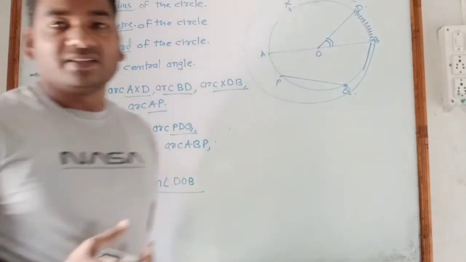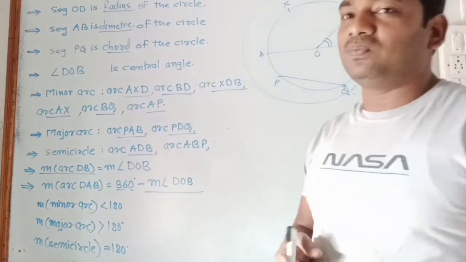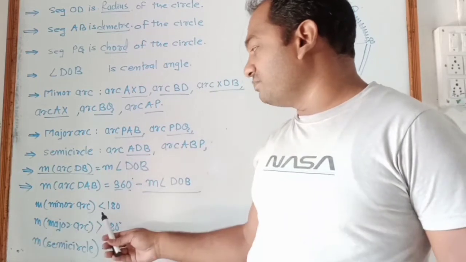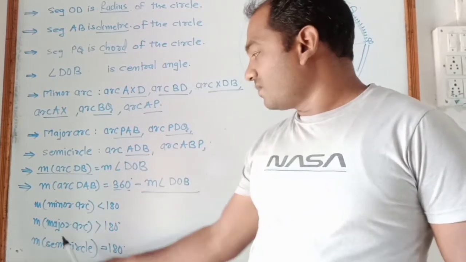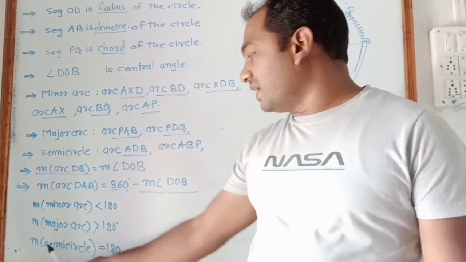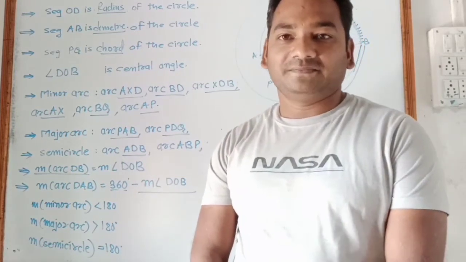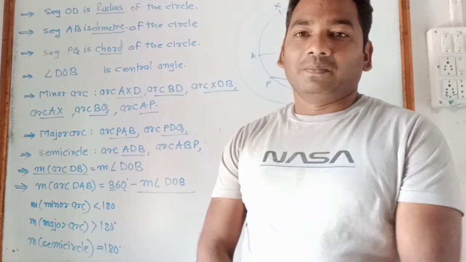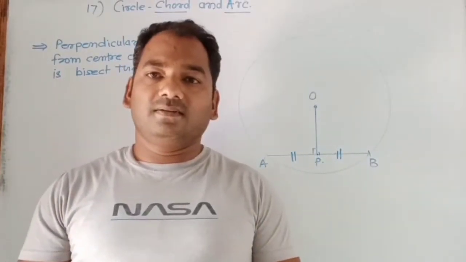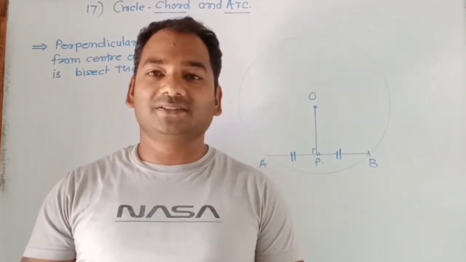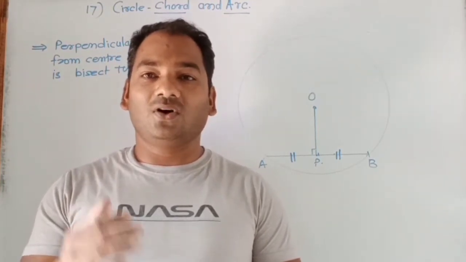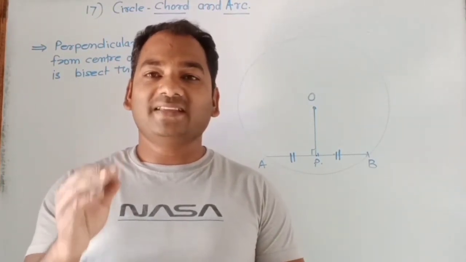Now the most important thing that we understood just now, that I had written here, is that minor arc always measures less than 180 degree. Major arc always measures greater than 180 degree, and semicircle measures 180 degree. One more important thing, measure of any circle is equal to 360 degree. Now look at the most important property of this chapter, and that is the perpendicular drawn from the center of a circle on its chord bisects the chord.